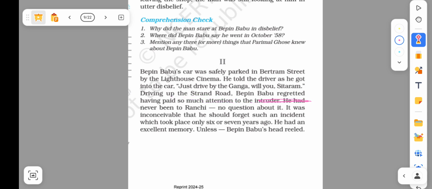Driving along the Strand, Bipin Babu regretted having paid so much attention. So he was regretting that he gave so much attention to that person, the intruder, okay, and he had never been to Ranchi, no question about it. He was shocked about his memory, that it's impossible that I have been to Ranchi and I don't know about it. I don't even have a single memory about it. How can this be possible? Of course it's impossible.